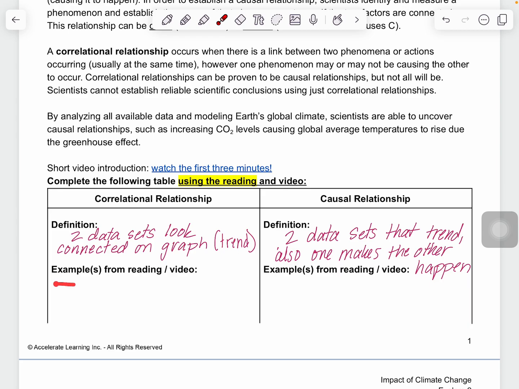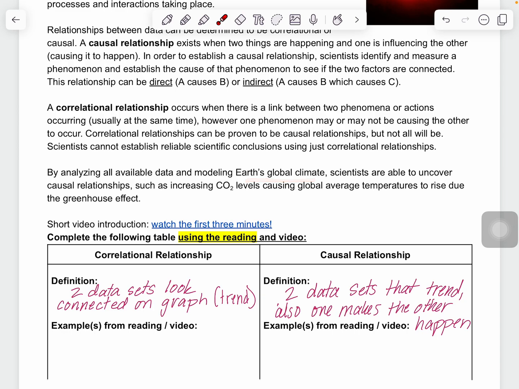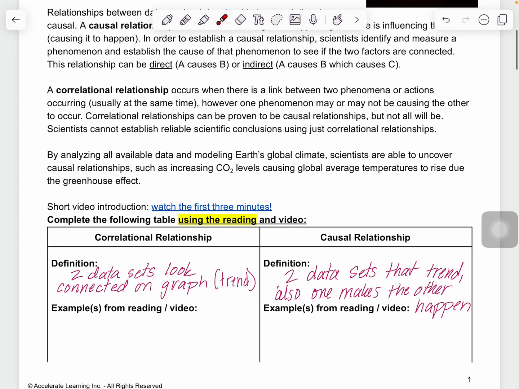Correlational, the one they gave was like the dog example or the test, right? Just because it's sunny out doesn't mean you're automatically going to get an A+ on your test. It just so happens that you also studied. So the fact that it's sunny is just a correlation with a trend with you doing good on your math test. A causal relationship might be the one mentioned up here, our Earth's climate, right? CO2 levels cause temperature to rise because of this idea of the greenhouse effect. They didn't really give a causal in the video, but they did give that one here in the reading.